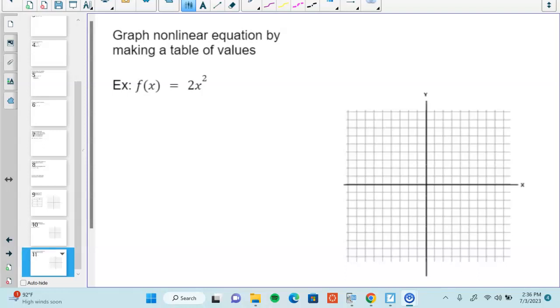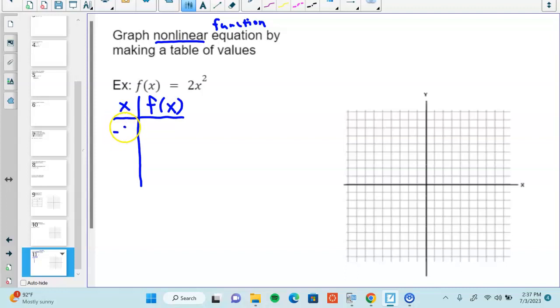All right, the graphing advanced question. We're going to graph a nonlinear equation, a nonlinear function, by making a table of values. So our function f of x equals 2x squared, or the equation y equals 2x squared. We're going to build a table. We do a column for x and a column for f of x, which is the y.